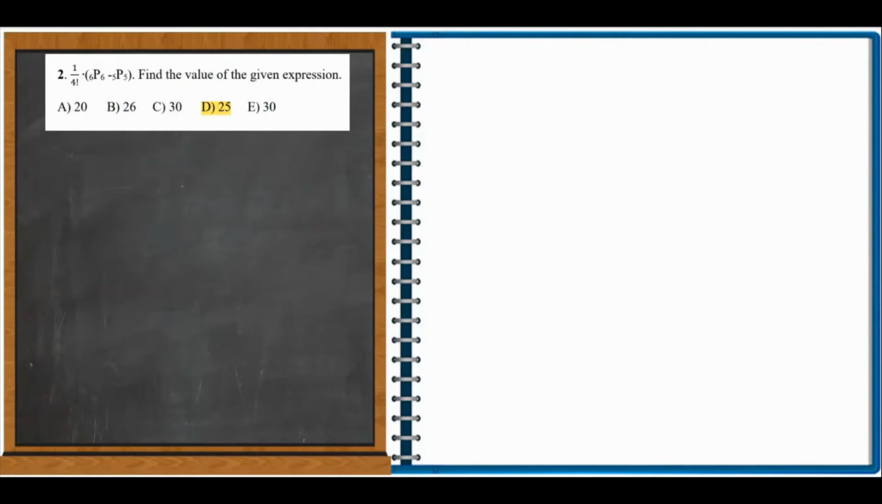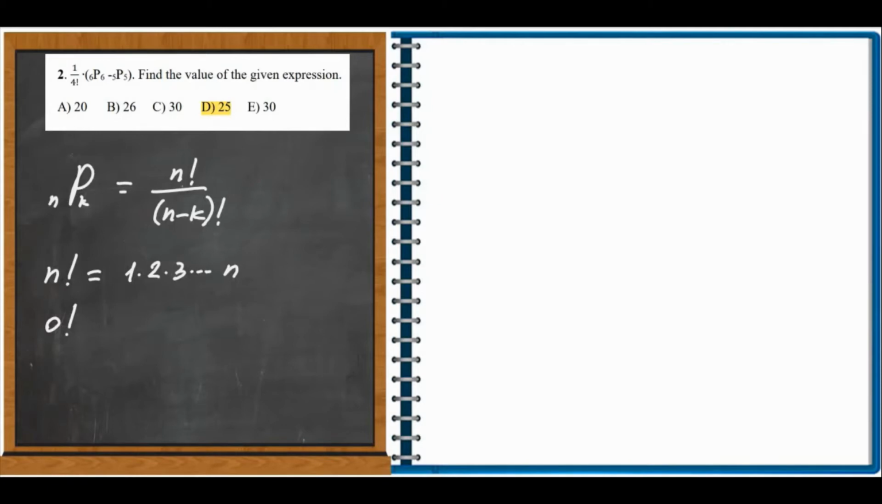Number 2. In number 2, we see permutations. We should expand them and find the value of the given expression. First, let's remind what a permutation is. Permutation of k elements out of n equals n factorial over n minus k factorial. What is n factorial? It's the product of the first n numbers: 1, 2, 3 till n. And one more thing, we should say that 0 factorial is equal to 1. Now, let's take these things into consideration.